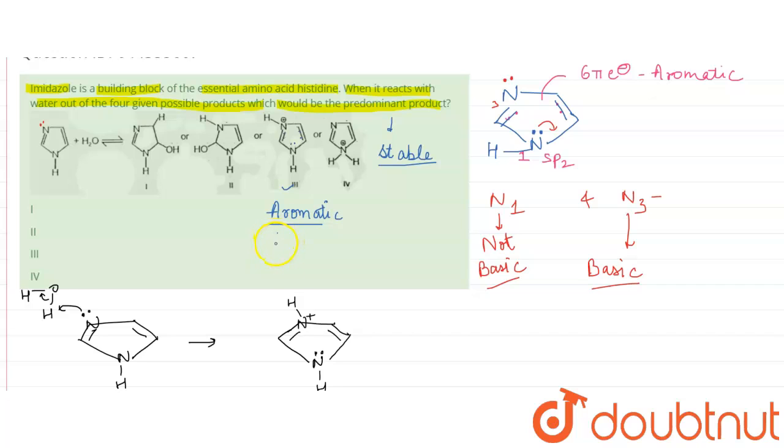So there is a trick whenever you are asked to identify which is going to be the predominant product: you would definitely look for the more stable product. And out of these four, aromaticity rules here. Aromaticity brings stability. And what are the key features of an aromatic structure? 4n plus 2 pi electrons, conjugated system, and planar structures. The electrons which are in conjugation should be in one plane.